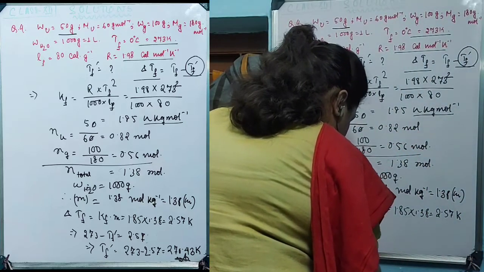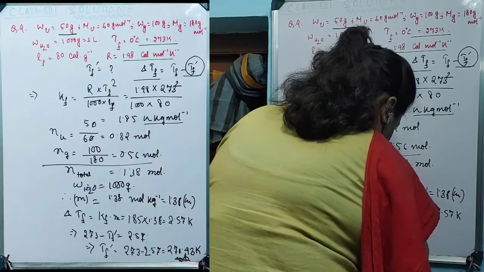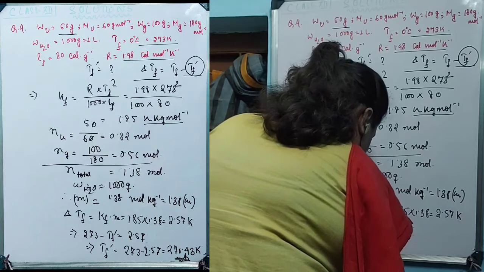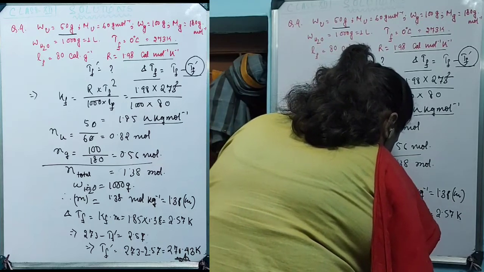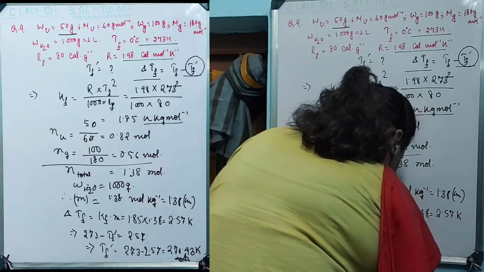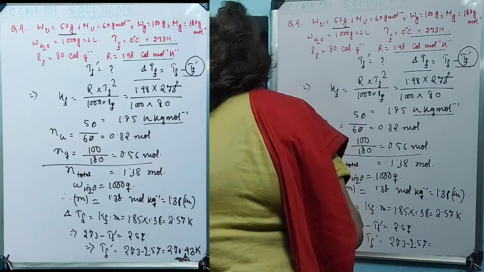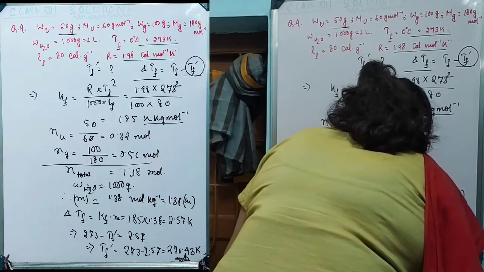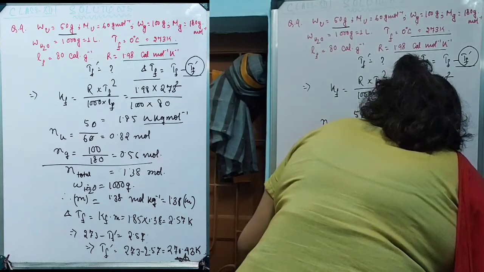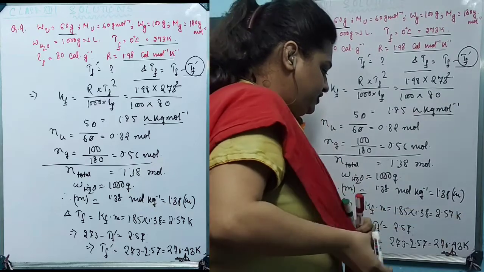Or 273 minus TF prime equals 2.57, or TF prime equals 273 minus 2.57, which equals 270.43 Kelvin. This is the freezing point of the solution.